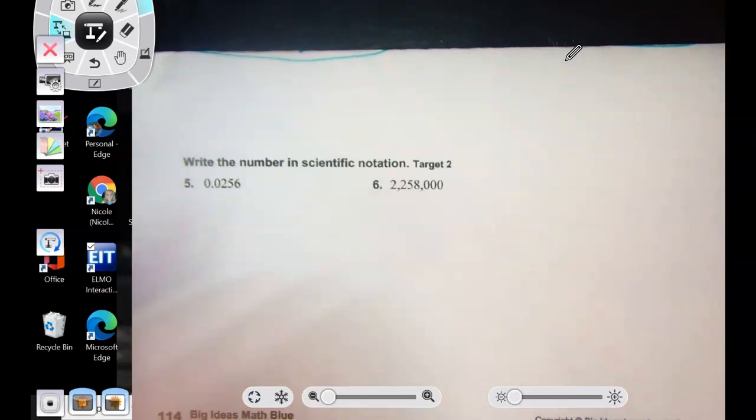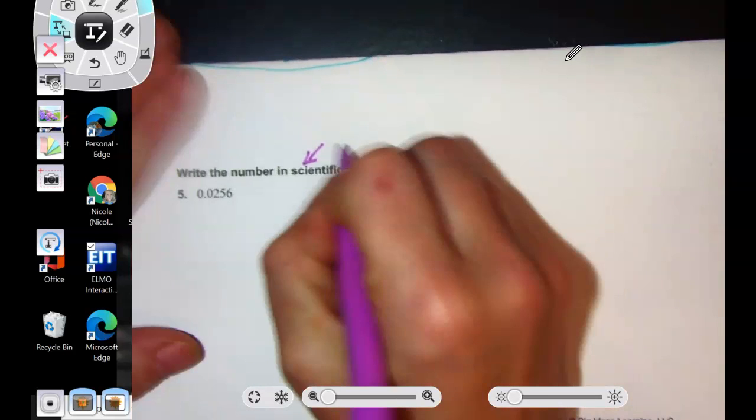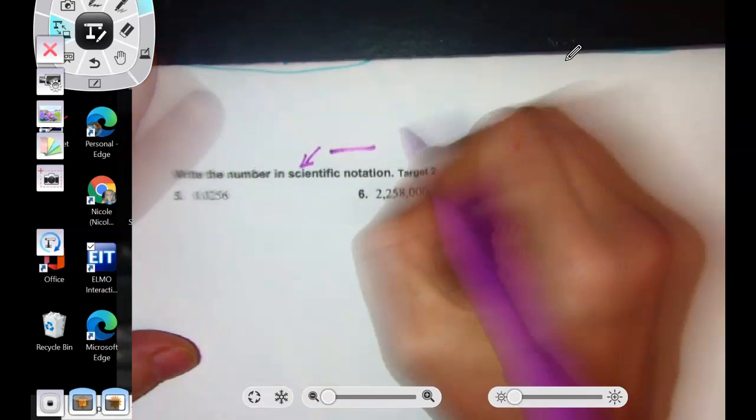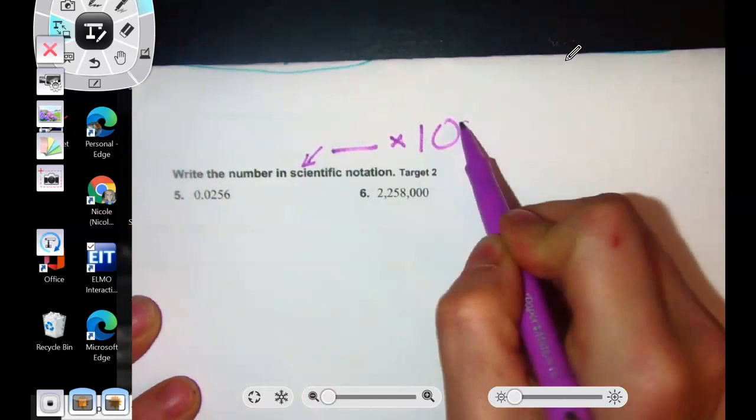So the last part of our quiz is we have to write it in scientific notation. This one I find is a little bit easier because you know the format is going to be a factor times 10, and then to some power.